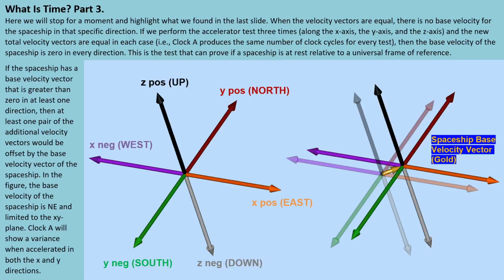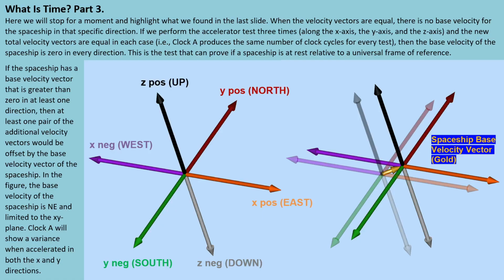Here we will stop for a moment and highlight what we found in the last slide. When the velocity vectors are equal, there is no base velocity for the spaceship in that specific direction. If we perform the accelerator test 3 times along the x-axis, the y-axis, and the z-axis, and the new total velocity vectors are equal in each case, that is, clock A produces the same number of clock cycles for every test, then the base velocity of the spaceship is 0 in every direction.